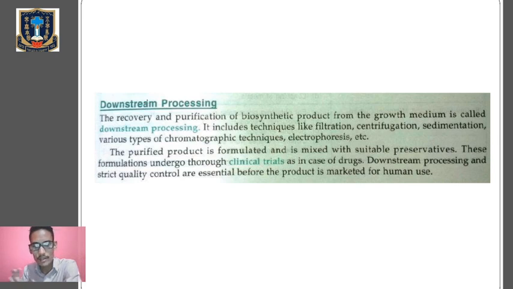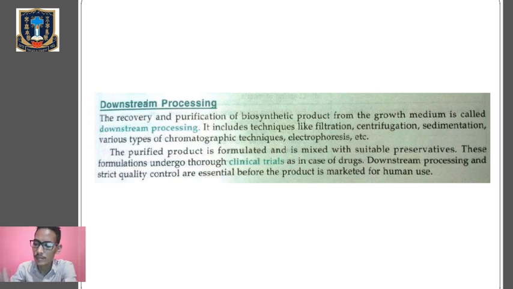So what are the different steps in downstream processing? It includes filtration, centrifugation, sedimentation, and various types of chromatographic techniques and electrophoresis. After the product has been purified, it has to go for clinical trials, like in the case of drugs, to check whether the product has any side effects or not. So downstream processing and strict quality control are essential before the product is marketed for human use.